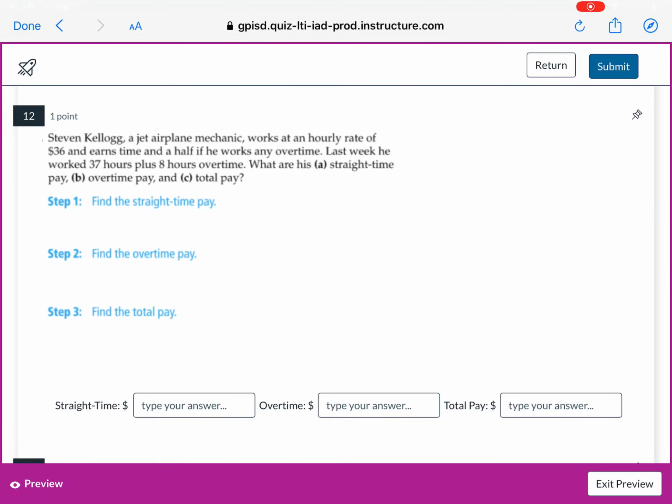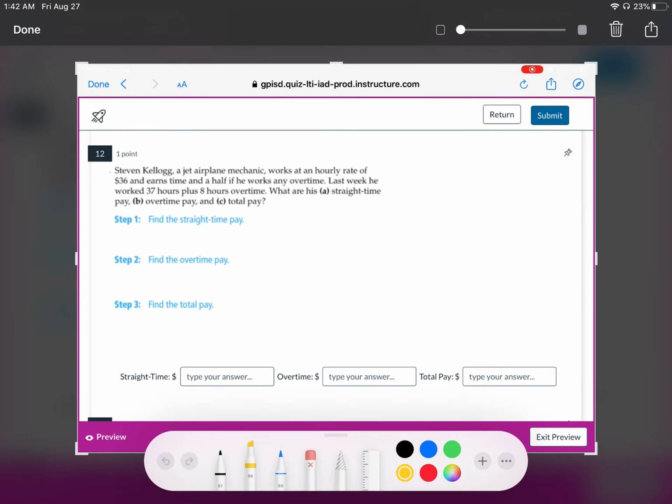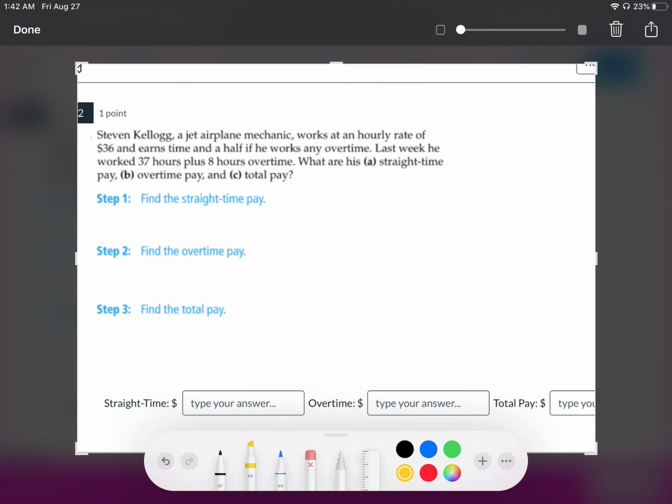Number 12. I want to do number 12 because this is one of our newer questions. Number 12 says Stephen is a mechanic. Stephen works and earns an hourly rate of $36. His overtime is time and a half. Last week, he worked 37 hours plus 8 hours of overtime. So this question is asking for his straight time, his overtime, and his total. So that's what you're going to type for your answers. There's one for each. All right, so first things first, let's do his straight time pay.